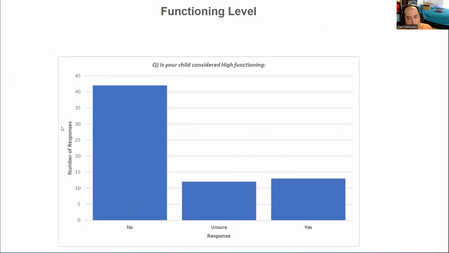We also asked the question from a different perspective: what was the functioning level? Because we understand that you can have severe afflictions in autism, but there may be a higher functioning that exists. The most dominant response is that these are not high functioning individuals, at least subjectively observed by the caretaker or parent.